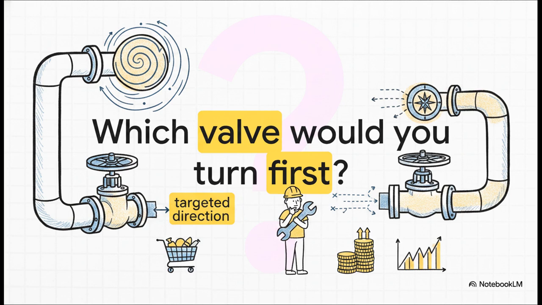So I want to leave you with this to think about. Take a look at the economic climate around you today. If you were the master plumber right now facing today's totally unique challenges, which valve would you turn first? The main volume or the targeted direction?